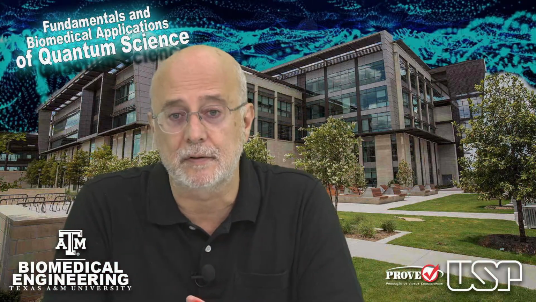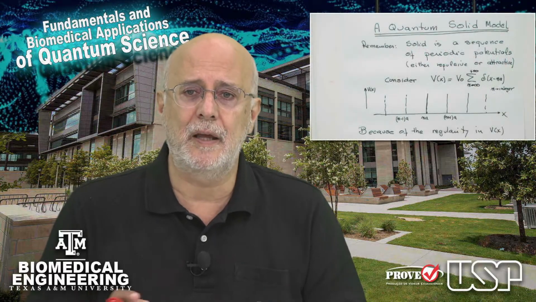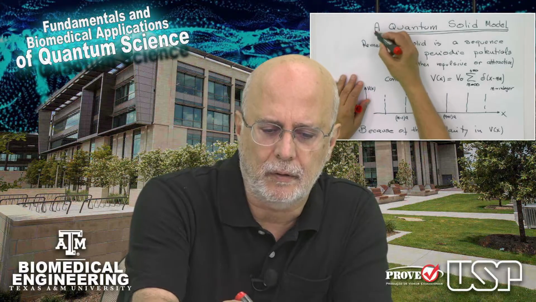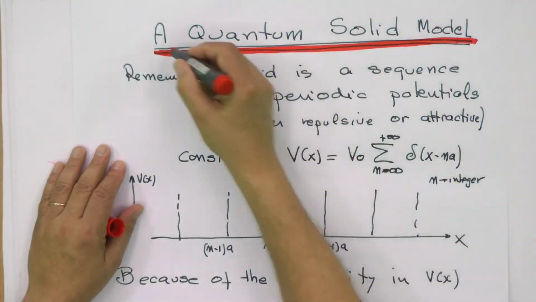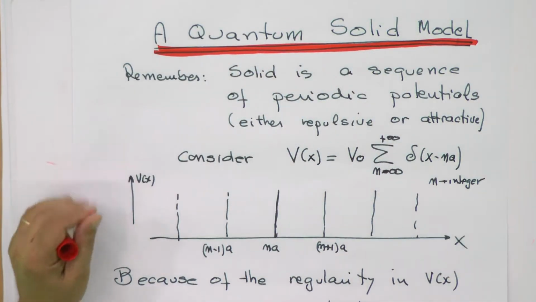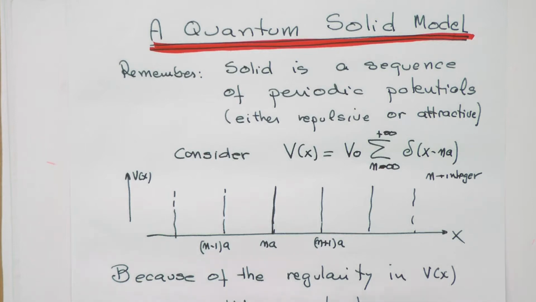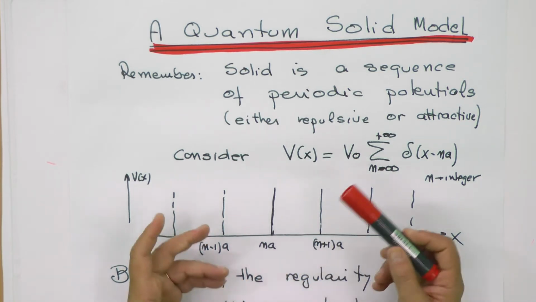Hello! Today's lecture in your course of Fundamentals and Biomedical Application of Quantum Science and Engineering will be to describe to you a very interesting situation. We normally call this a quantum solid model, or a model for a solid. What is a solid? It is a regular array of potentials, right? If you have the ions, they look like attractive potentials for the electron and so on.